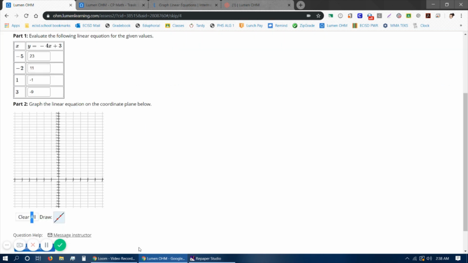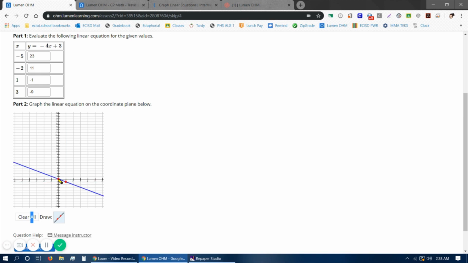To set up the graph for this problem, we could use all 4 ordered pairs, but since it's a straight line, all we really need is just 2. So I'm going to use the last 2. I have positive 1, negative 1, and 3, negative 9. So to get to positive 1, negative 1, 1 is our x value, so we move 1 to the right. Negative 1 is our y value, so we move down 1 and place a dot.